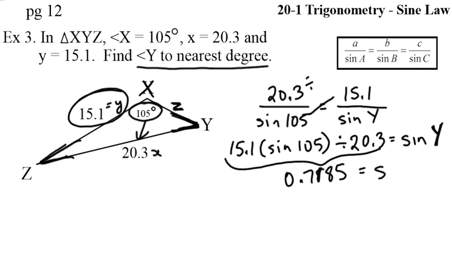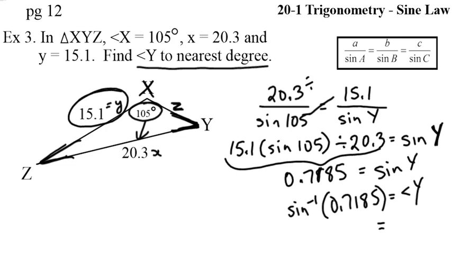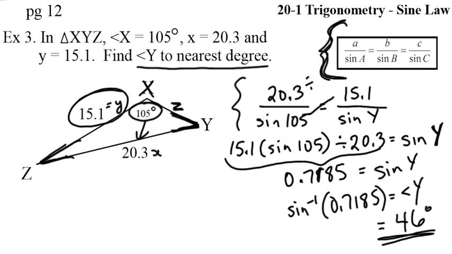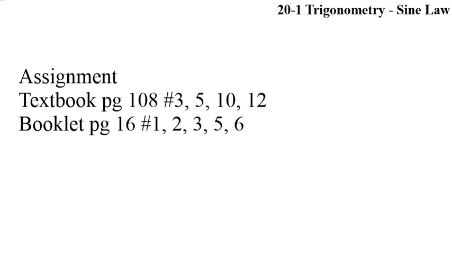But what do I have to do? Because that equals sine of Y, we need to inverse sine, decimal 7185, to equal angle Y, which in this case, 46 degrees. And that's all there is initially to the sine law. Pretty straightforward to remember, even though it is on a formula sheet for you. But once you have that information, it's just a matter of cross multiplying. Like these examples had, a couple things you have to consider, but fairly straightforward.